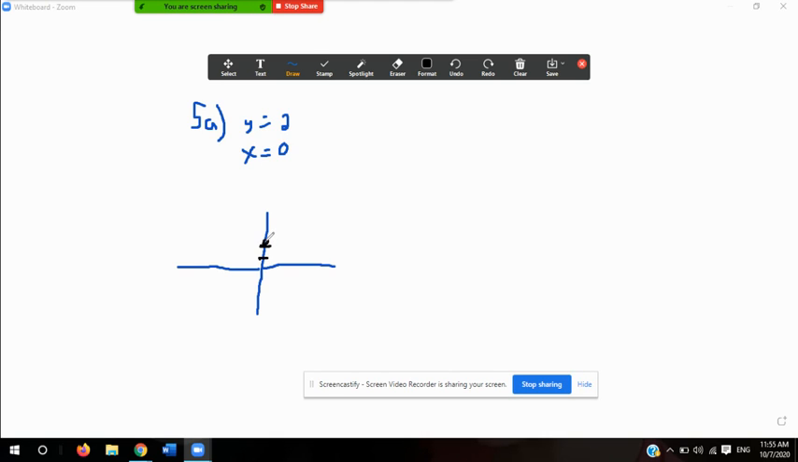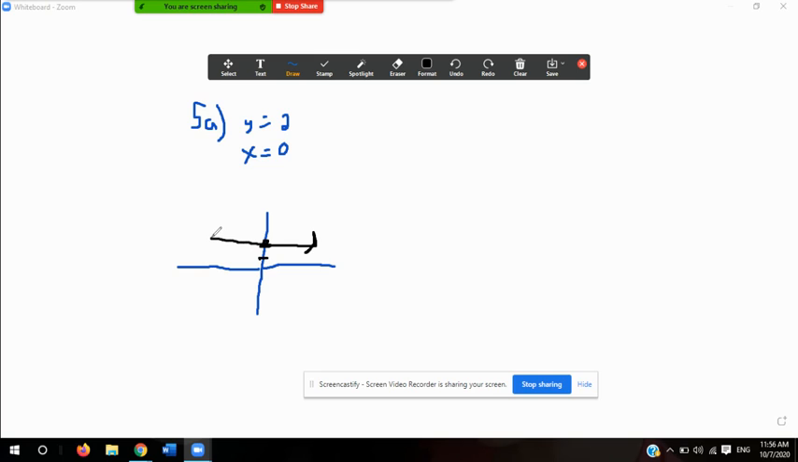And technically, when you're being asked to graph something like y equals 2, it means that the line is just going to be horizontal. And what that means is that y is always going to equal 2, but x can be any number, in this case from negative infinity all the way to positive infinity.